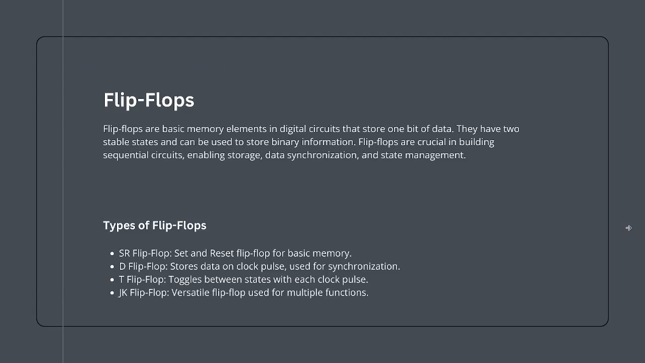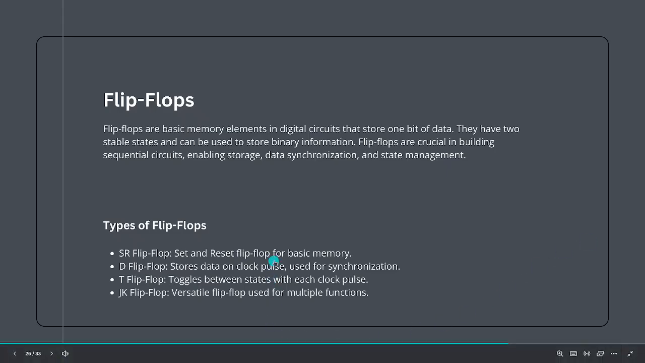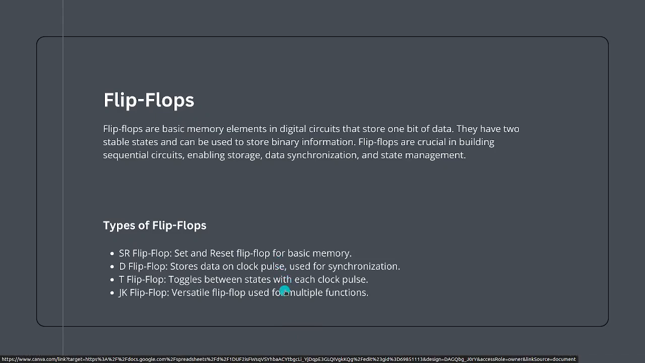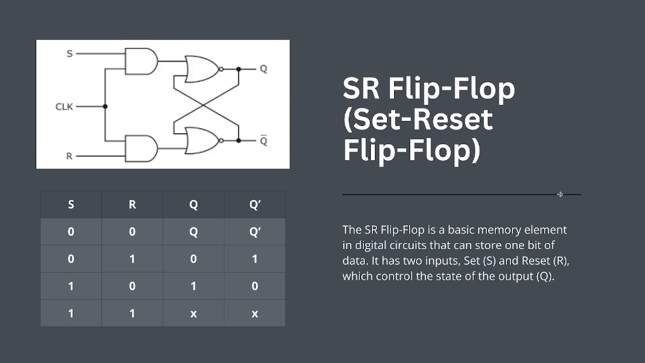Let's look at the flip-flop. Flip-flops are the basic building blocks of sequential circuits. These circuits can store a single bit of information, either 0 or 1, and retain that state until an input changes. There are mainly 4 types of flip-flops, which are SR flip-flop, D flip-flop, T flip-flop, and JK flip-flop. Let's start with the SR flip-flop.